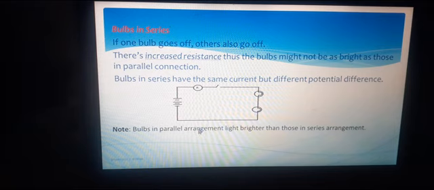Bulbs in parallel arrangement are brighter than those in series arrangement. This is because the current in parallel is higher. The current in parallel arrangement is higher because the resistance in parallel is lower than the resistance in series.